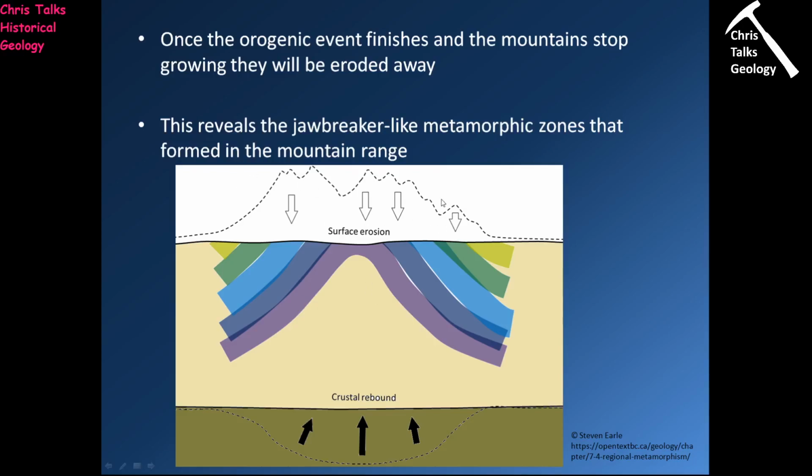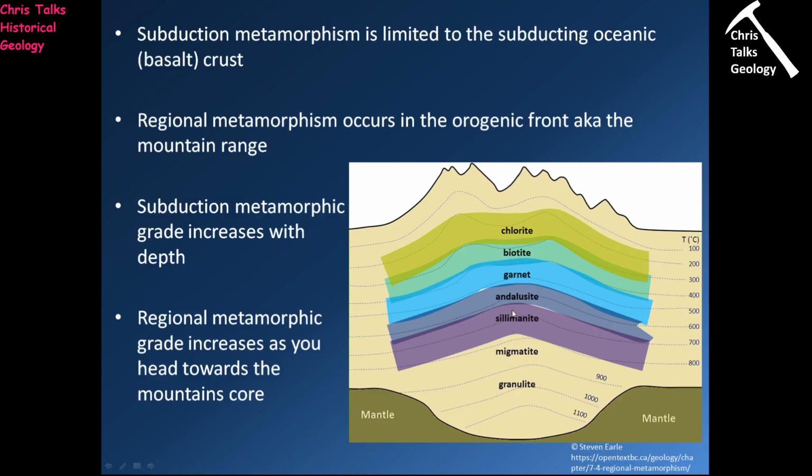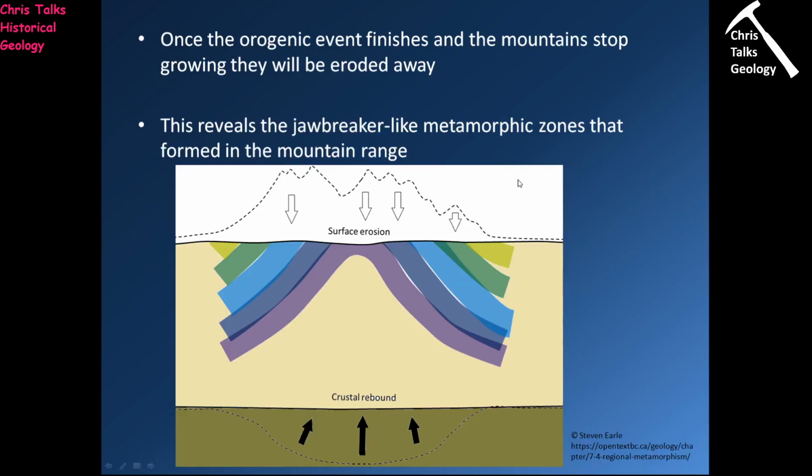So once the mountain ranges are removed, we get this crustal rebound, the mountain root moves upwards and it pushes these metamorphic bands up to the surface. And so we end up with a situation like this. So this is our sillimanite band here, this is our very, very high pressure, high temperature band here. And this is our chlorite band here and here. This is our lower pressure, lower temperature band, or lowest pressure, lowest temperature band.